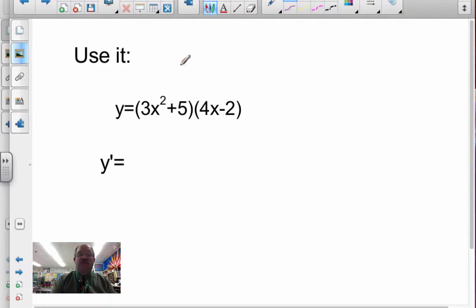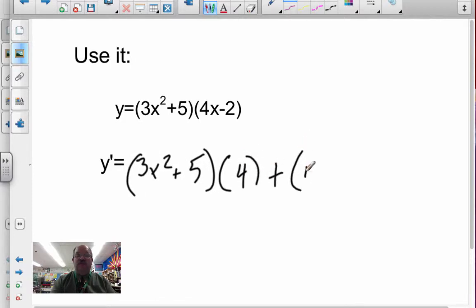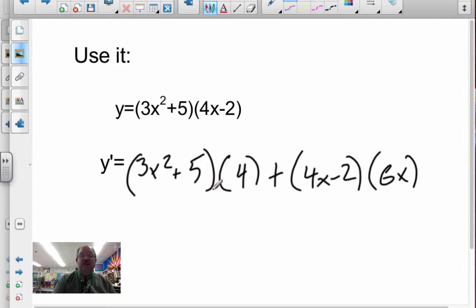Okay, so the first times the derivative of the second. The first is 3x squared plus 5, times the derivative of the second. The derivative of 4x minus 2 is 4, plus the second, 4x minus 2, times the derivative of the first. The derivative of the first, 3x squared plus 5, is 6x. Okay, that's really nice. It doesn't really help us. We need to do some nice little algebra to make it all work out.